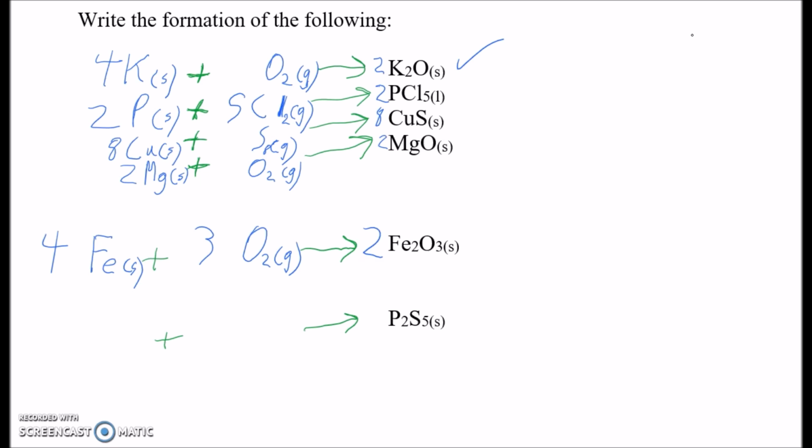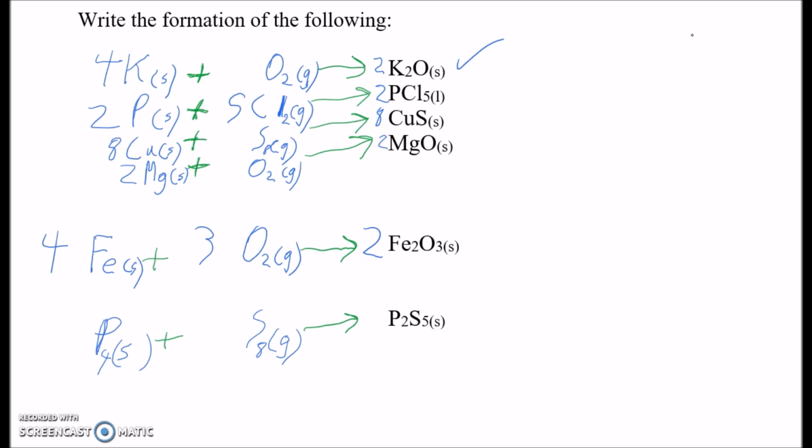One more here. This way around, we've got phosphorus and sulfide. So we need to put phosphorus here. I believe phosphorus is solid. I think sulfide is a gas. Remembering that sulfide is 8 and phosphorus is 4.